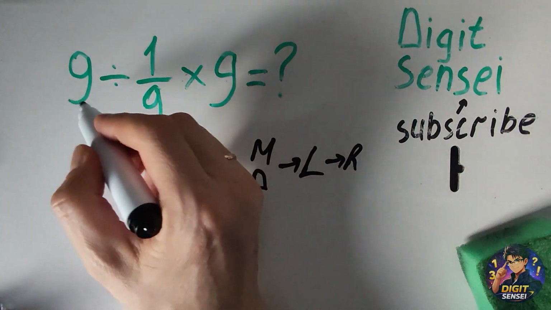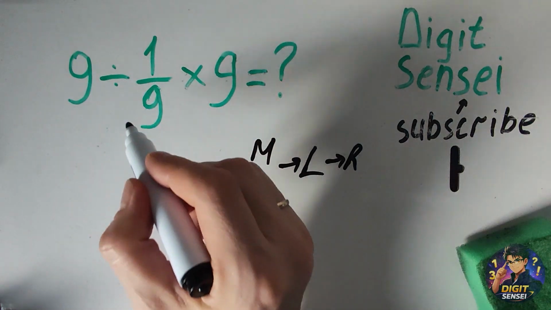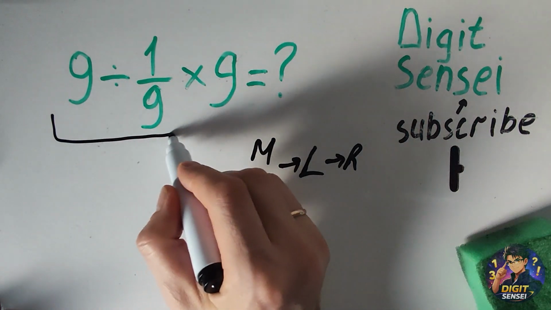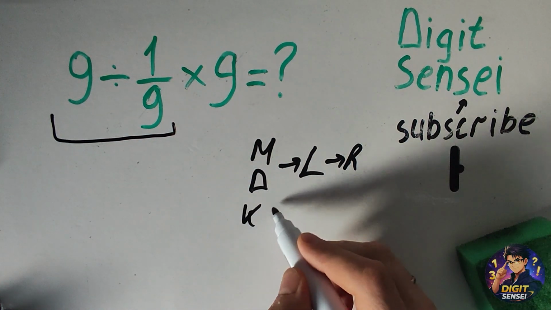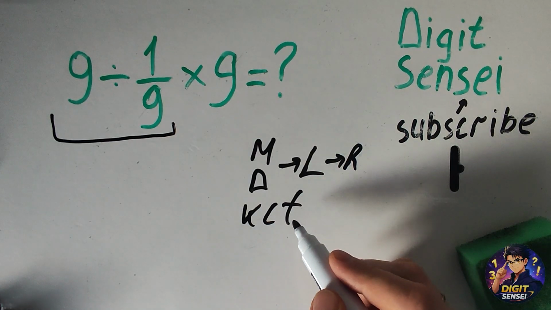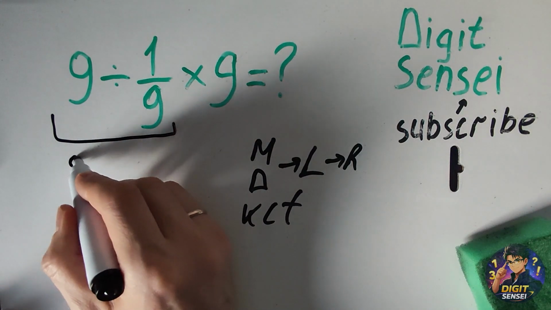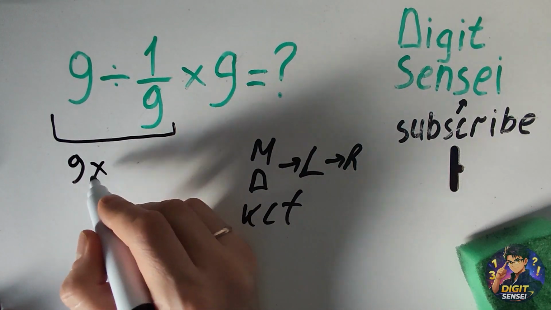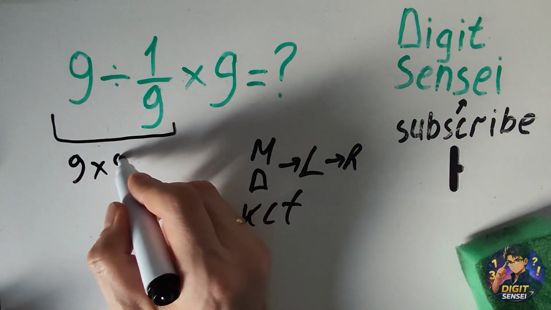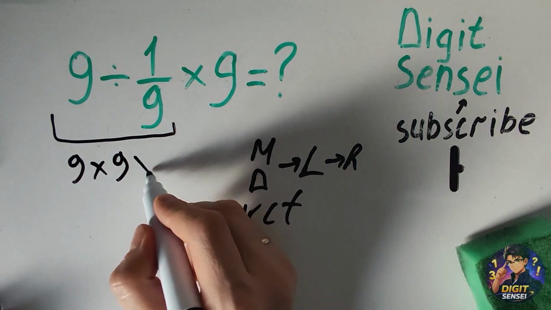So first we have to do this division. 9 divided by 1 over 9. According to the KCF rule, K stands for keep, C stands for change, and F stands for flip. We can write keep the first fraction, change division to multiplication, and flip the second fraction. And here we have times 9.